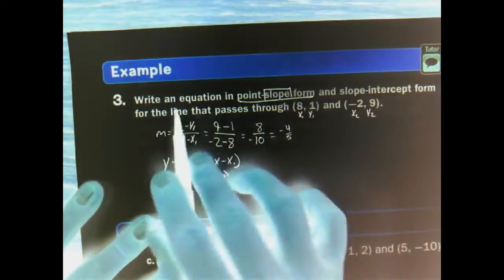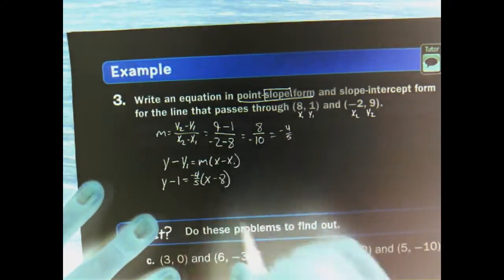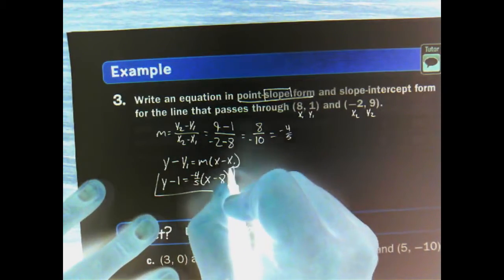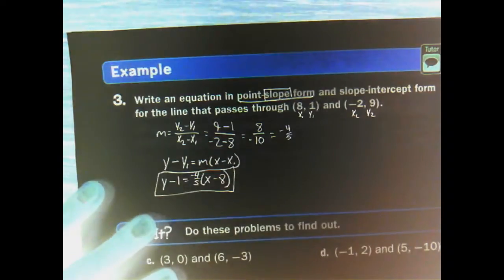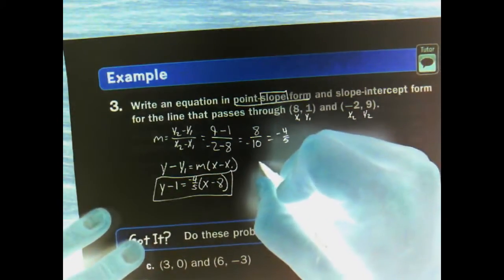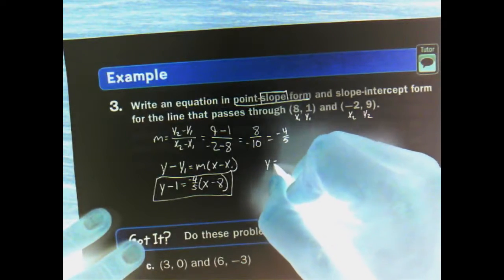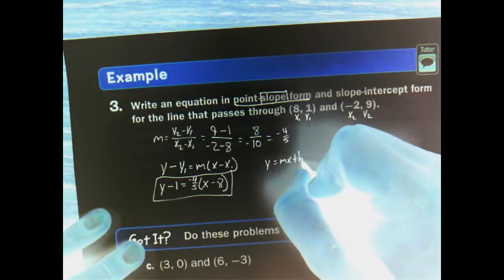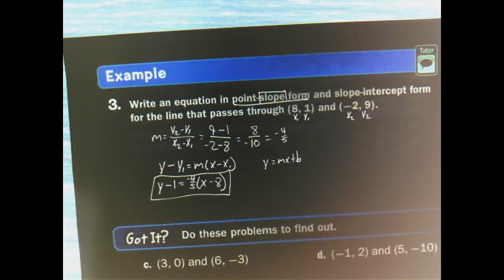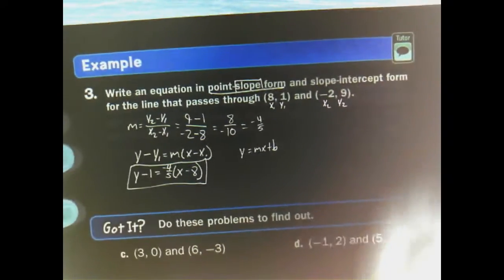Okay, so here's half of my problem already done. I've written it in point slope form. Now I need to write it in slope intercept form, which is y equals mx plus b. So again, I follow those 2 steps to distribute and solve for y.